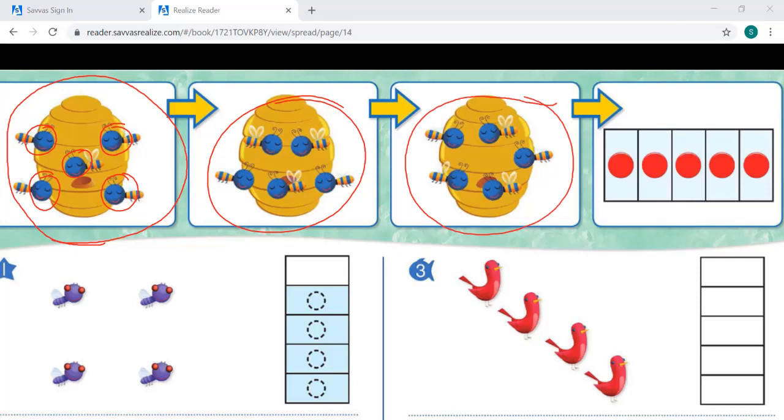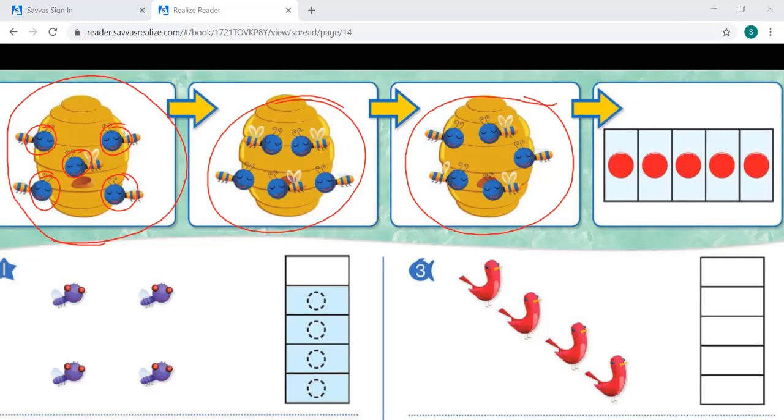All right. Let's look at the next hive right over here. Guess what happened? The bees moved again. How many bees does the beekeeper have now? How many are there? There are 5. That is correct. How do you know there are 5? Because you counted them and the last number you said was 5.